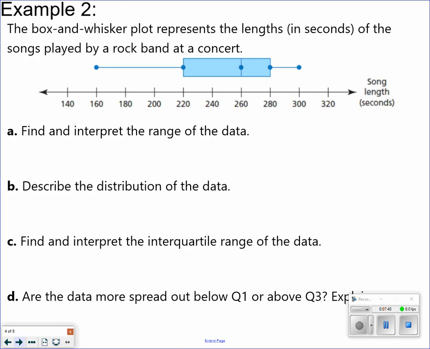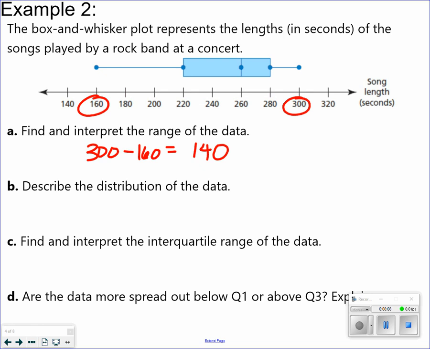The box and whisker plot represents the lengths in seconds of songs played at the rock band concert. Find and interpret the range of the data set. So the highest number in this data set is 300 and the smallest number is 160. So the range, going back to section 11.1, the range for this particular data set from highest to lowest is 140.